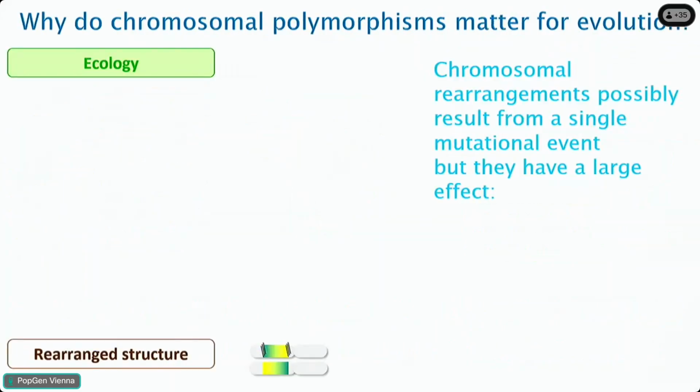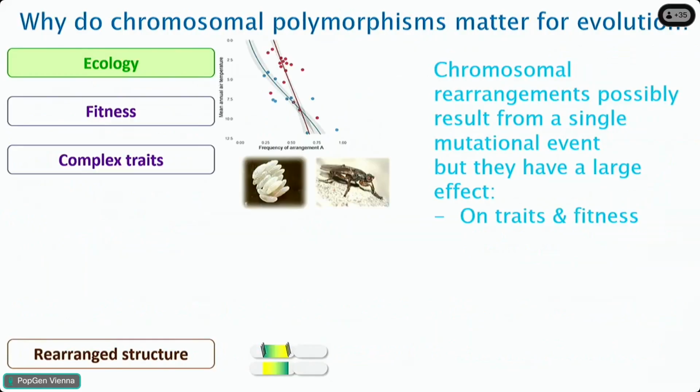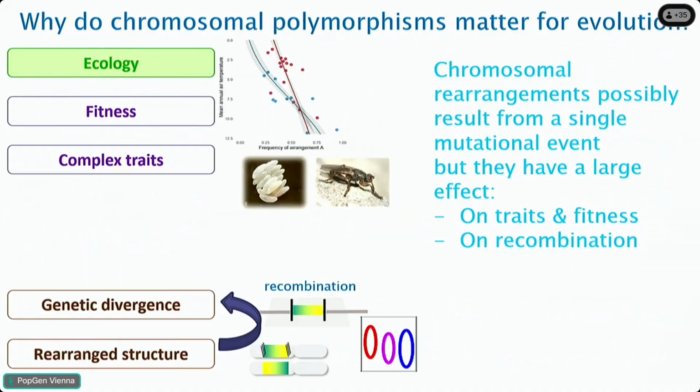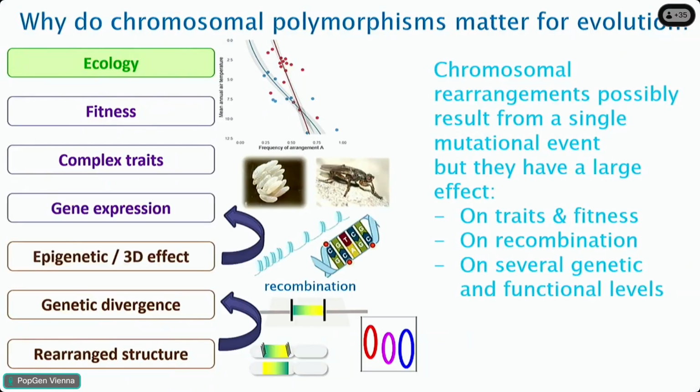And here is another overview. I hope I've also shown you that there is a link between the ecology and the rearranged structure. It's not always easy to make the link with the traits, particularly complex traits like fitness. We saw an effect on recombination that expands beyond the breakpoints. And what we are trying to see at the moment is also the impact on how open the chromatin is, or this kind of epigenetic effect, and the link with gene expression.